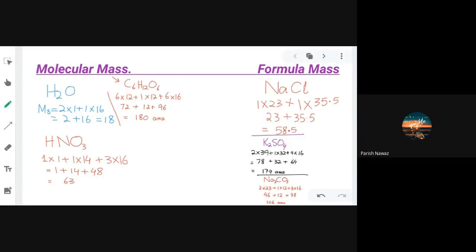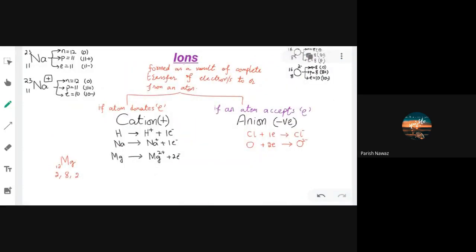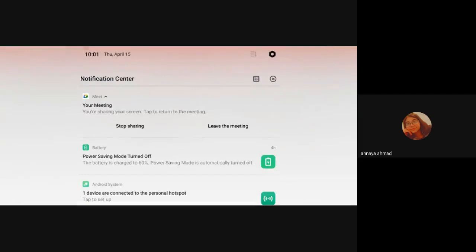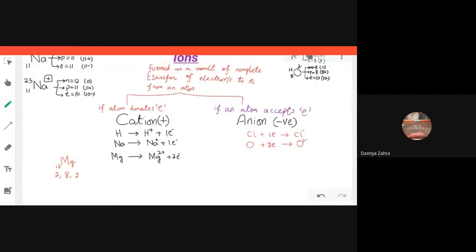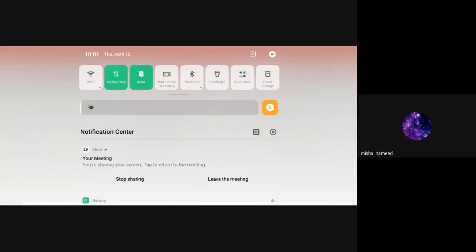Sir, can you go on the last one now? Okay then, beta, just take care. Allah Hafiz. Sir, can you just post the pictures? Okay, I will.